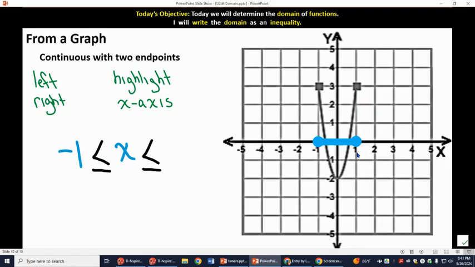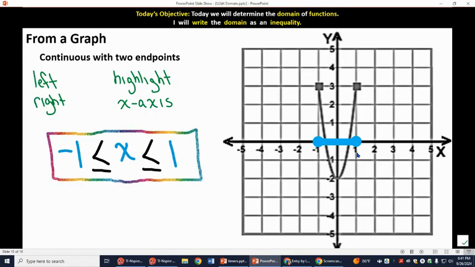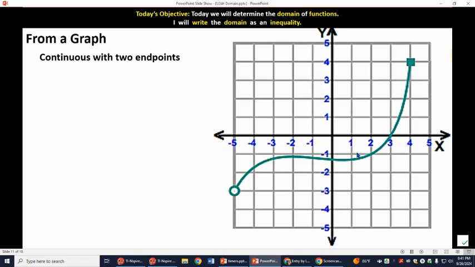What is that farthest to the right value? It is 1. So this is saying x is going to be between or equal to -1 and 1. Next example.